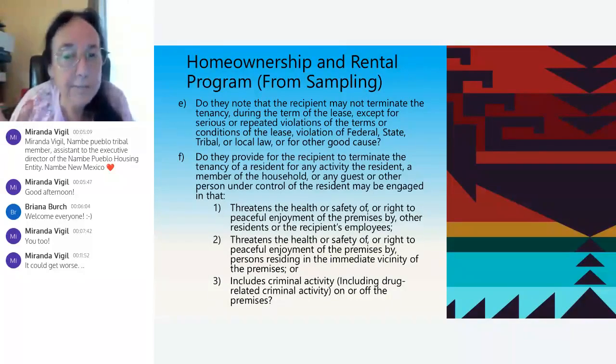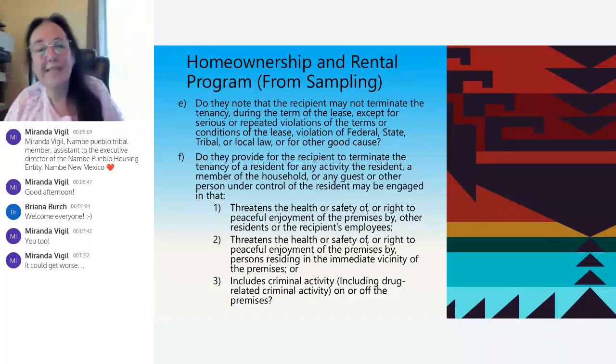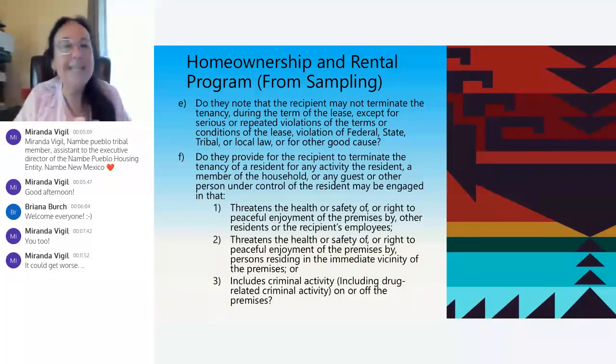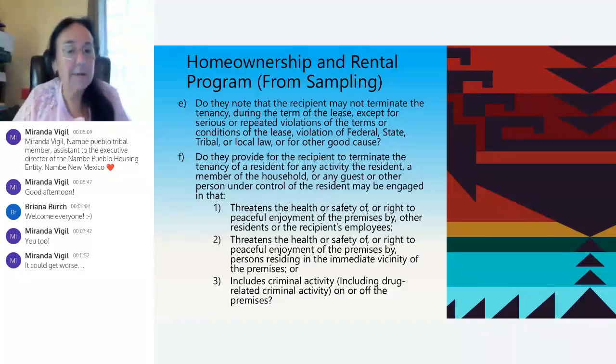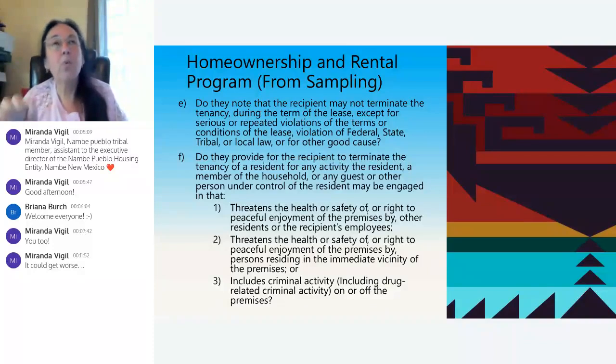Did they note that the recipient may not terminate the tenancy during the term of the lease except for serious or repeated violations of the terms or conditions of the lease, violations of federal, state, tribal, or local law, or for other good reason? Did they provide for the recipient to terminate the tenancy of a resident for any activity the resident, a member of the household, or any guest or other person under the control of the resident may be engaged in that threatens the health or safety of, or the right to peaceful enjoyment of the premises by, the resident or the resident's employees?